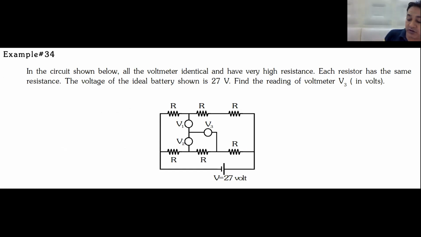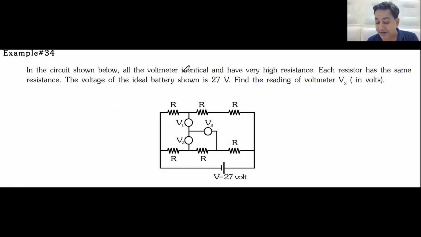In the circuit shown below, all the voltmeters are identical and have very high resistance. But remember, this resistance is not infinite, so we cannot call them infinite resistances. So they are not ideal voltmeters. They're identical voltmeters having the same resistance, which is very high.